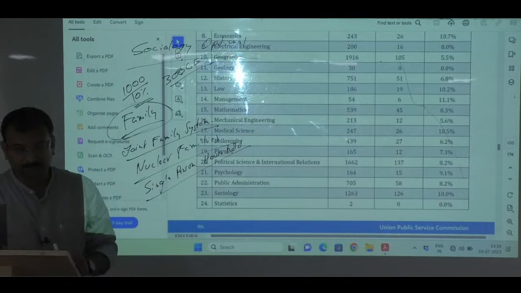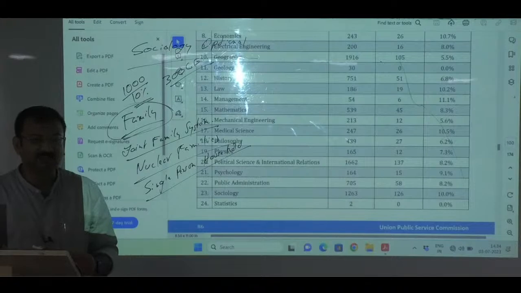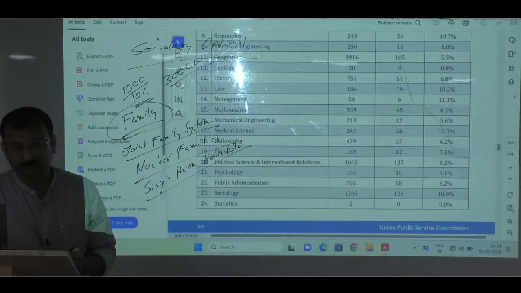Common era. Previously we used to write AD, now not AD anymore. 300 CE. Gupta era, Gupta dynasty. They were ruling India at that point of time. Gupta Empire. A book was written called Manusmriti.